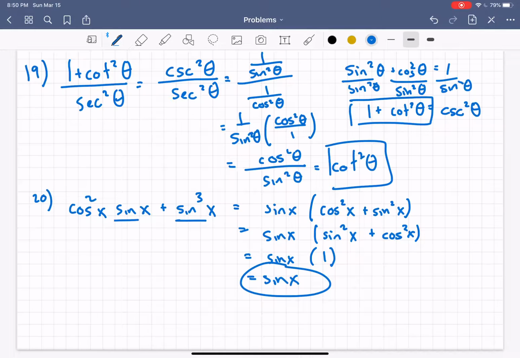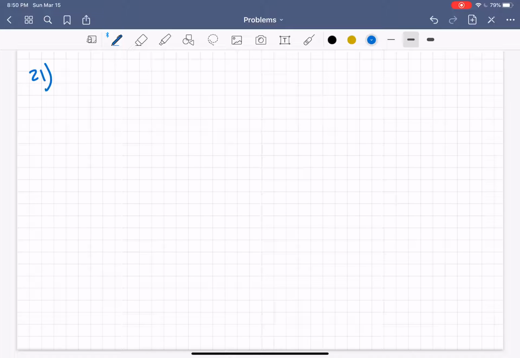So we're moving on to number 21. 21 from page 292 is verifying each identity. So remember, this is one where we have two sides of the equation. We need to decide which side of the equation is more complex, and then we try to get to that side. Usually by more complex, we mean we see fractions or we see some crazy stuff.